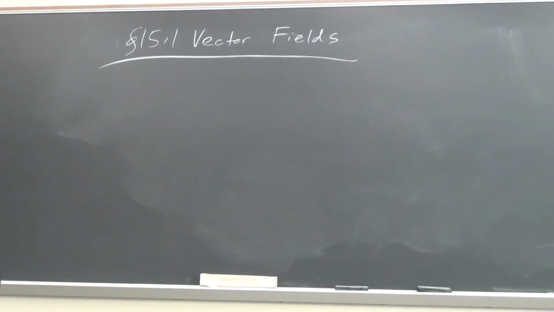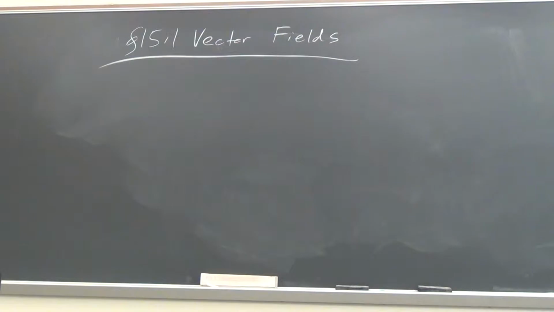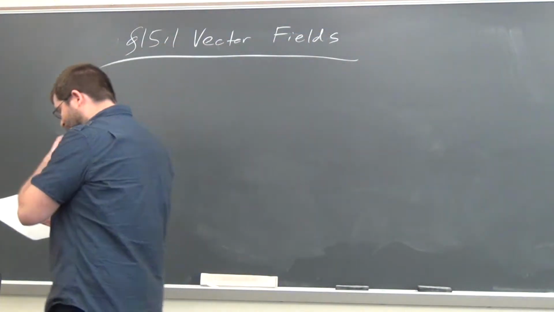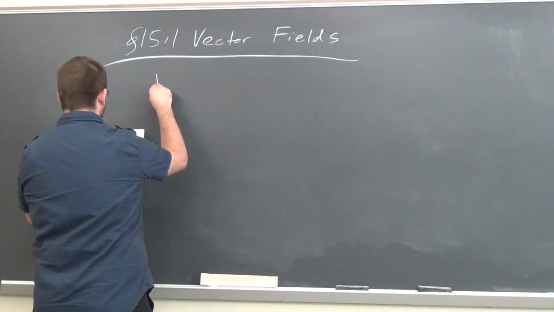All right, so this section is on vector fields, and the gradient is an example of a vector field, something you've encountered before back in Calc 2. We didn't call it that then, but let's just jump into an example.